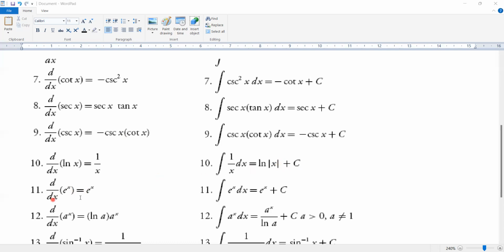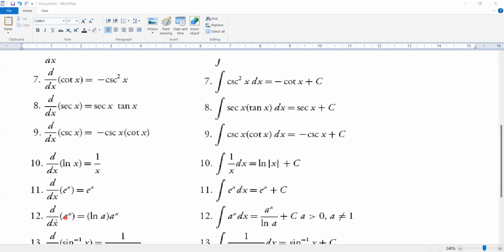Derivative of e raised to x with respect to x is e raised to x. Integration of e raised to x dx is e raised to x plus c.